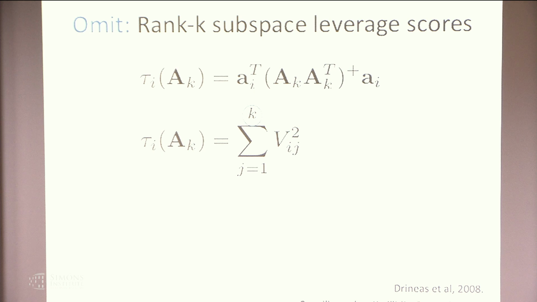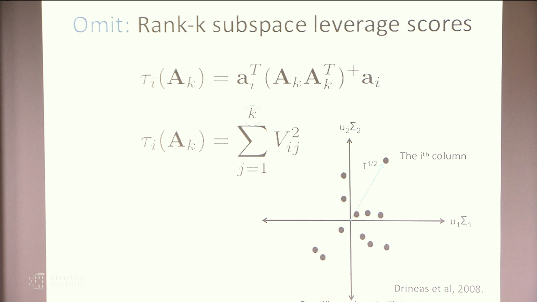The first approach is to just omit them. And if you do that, you're led to rank K subspace leverage scores. There you just project your matrix onto the top K singular components, and you use that to take your norm. Well, semi-norm, because it's possible to get zero directions. What this does in your leverage score is it says, I'm going to continue to sum over my right singular vectors, but I'm only going to sum over K of them rather than all n of them.